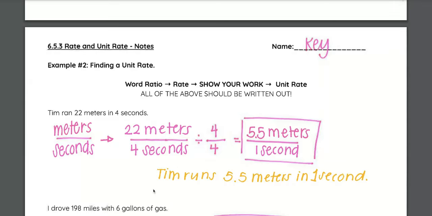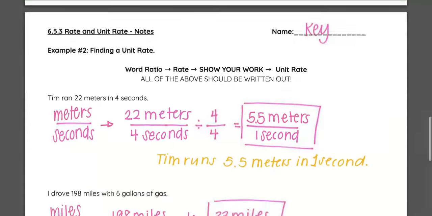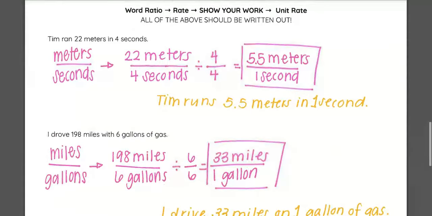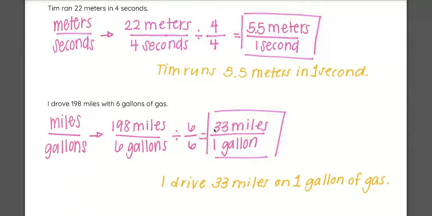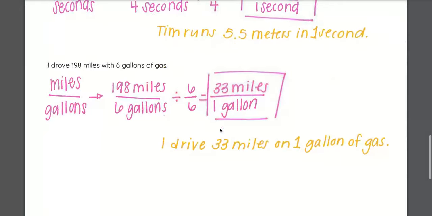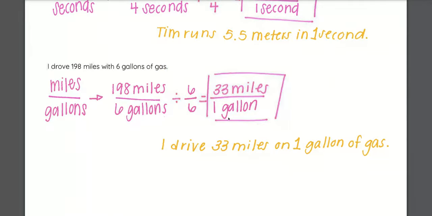And lastly, can you go ahead and pause your video, do the math, and give me a unit rate? I want to see an entire unit rate. It can be written like this in that fraction form or written out in a sentence. Great. So our unit rate is that if I drove 198 miles with 6 gallons of gas, with 1 gallon of gas, I drive 33 miles.